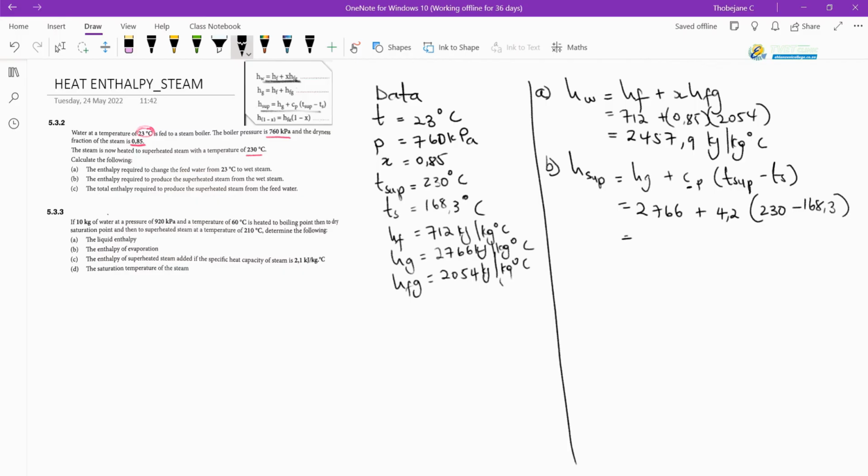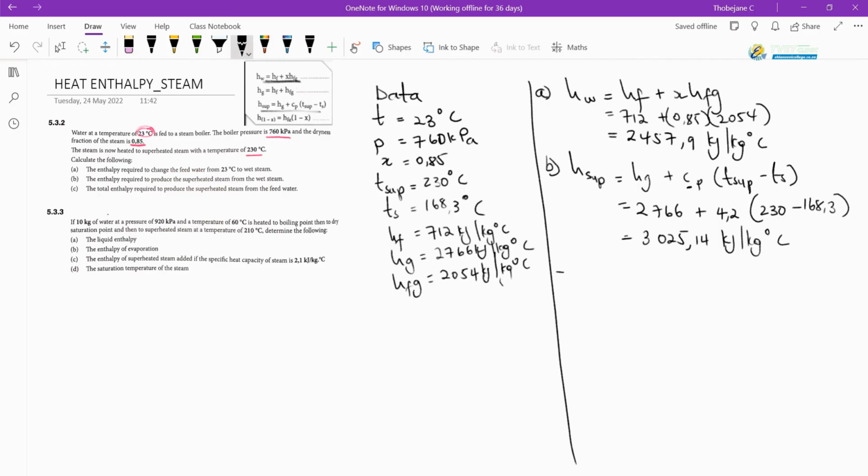168.3. Punch that in your calculator. 2766 plus 4.2 into 230 minus 168.3, and I'm getting 3025.14 kilojoules per kg degrees Celsius.